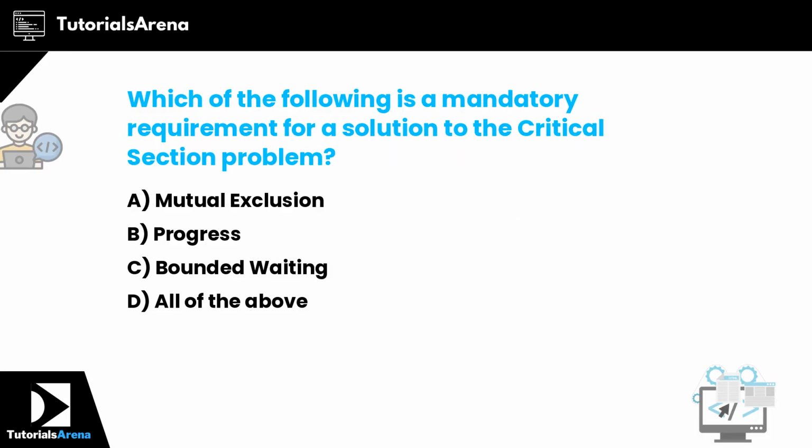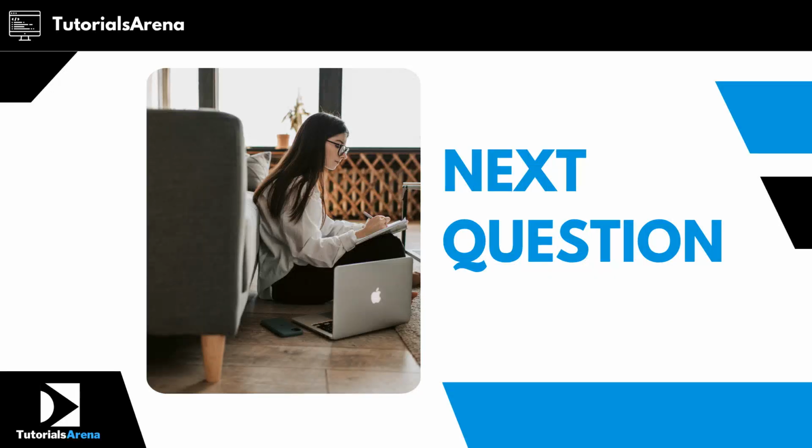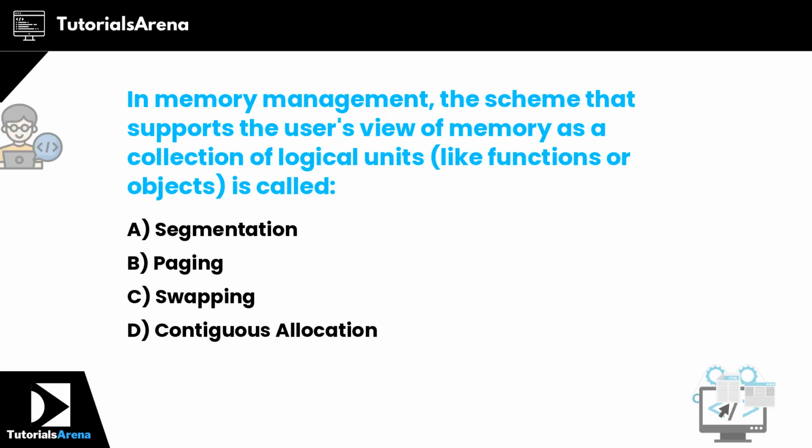Which of the following is a mandatory requirement for a solution to the critical section problem? The correct answer is option D, all of the above. In memory management, the scheme that supports the user's view of memory as a collection of logical units, like functions or objects, is called. The correct answer is option A, segmentation.